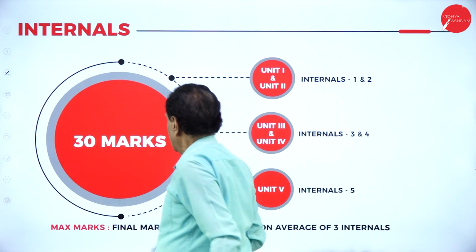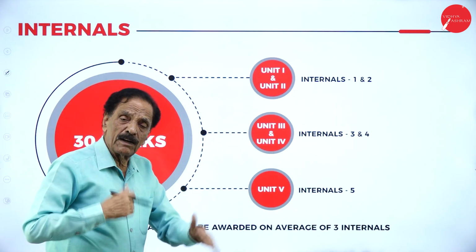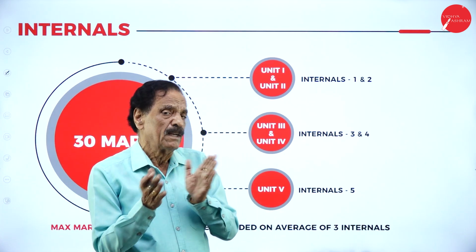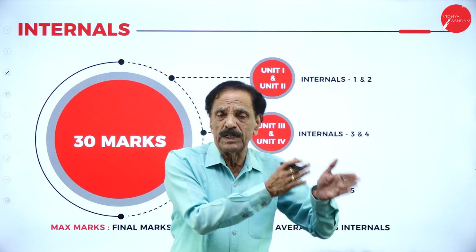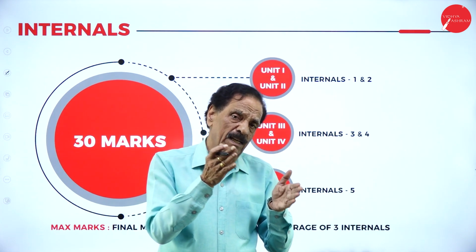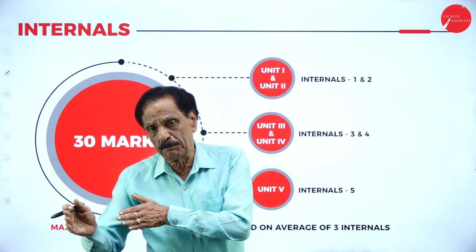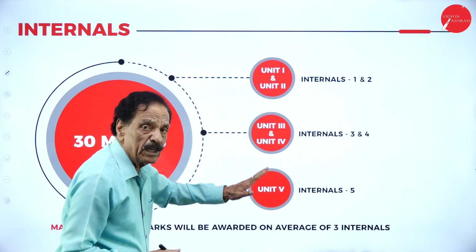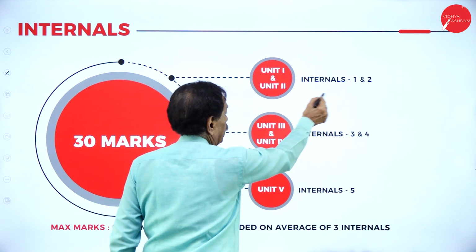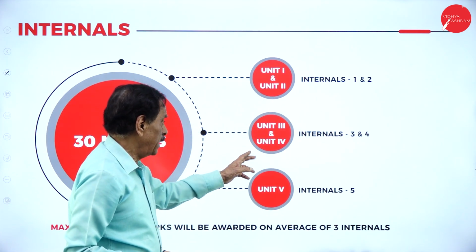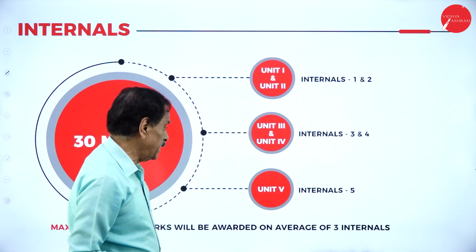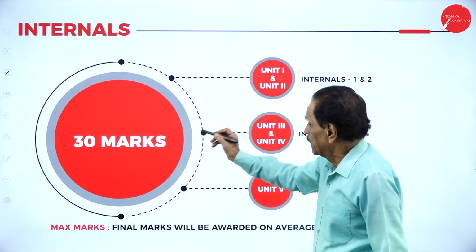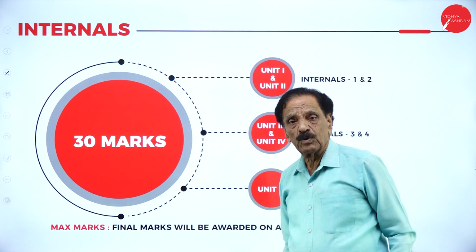Then internal 30 marks, which can be converted to 20. Here in this system, we come across CBCS. Here, we come across 120 marks: internal 20 marks, and 80 marks is the paper. First, we'll conduct internals for 30, which can be converted into 20. Unit 1 and Unit 2 first, Unit 3 and Unit 4 second, Unit 5 third. All the 3 internal marks will be divided by 3, and 30 marks will be converted into 20 marks.